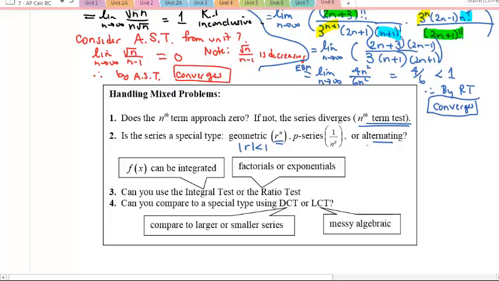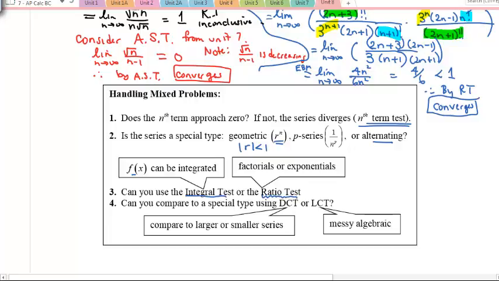Then I look and say, if all those don't work, I ask myself, can the function be integrated? If yes, it's the integral test. Is there factorials or exponentials involved? Then use what I just showed you, the ratio test.